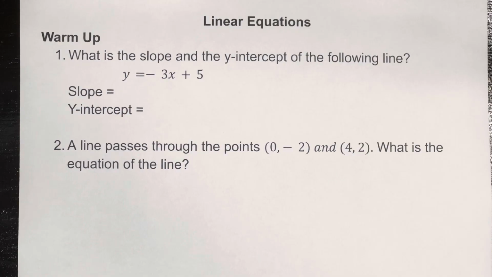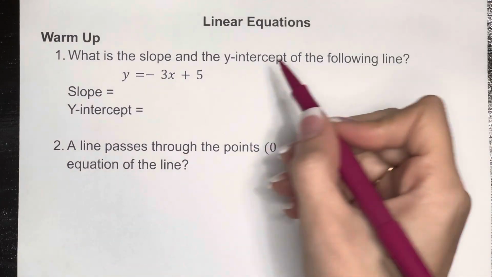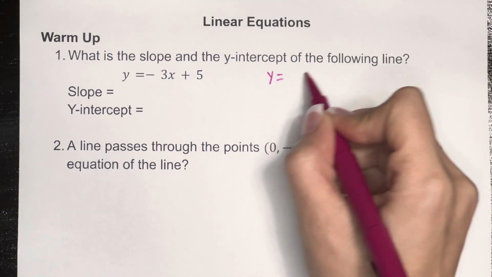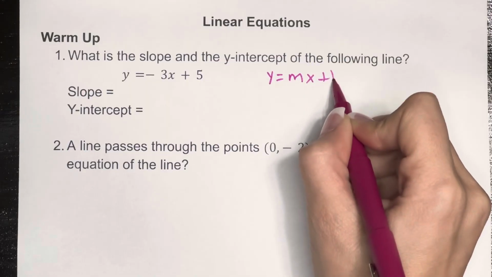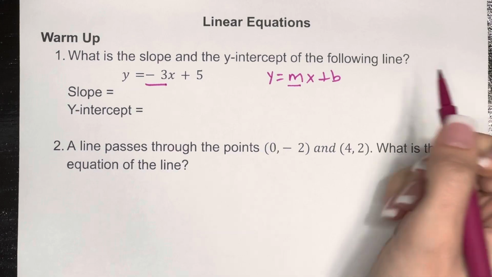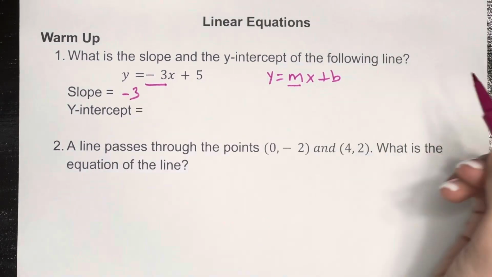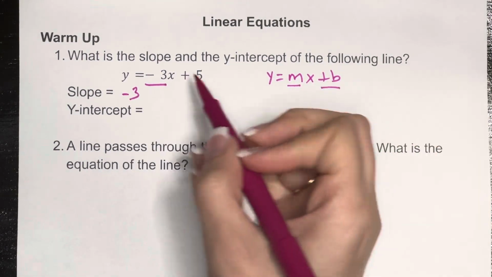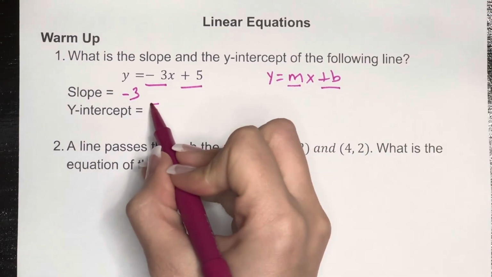Today we're going to be talking about linear equations and everything that goes along with that. So let's go ahead and get started with the warm-up. Question 1 says, what is the slope and the y-intercept of the following line? It's already in slope-intercept form, so we know our slope-intercept form is y equals mx plus b. So my slope we're looking for is m, so the slope should be -3. Your y-intercept is b. In this case, it's a +5.